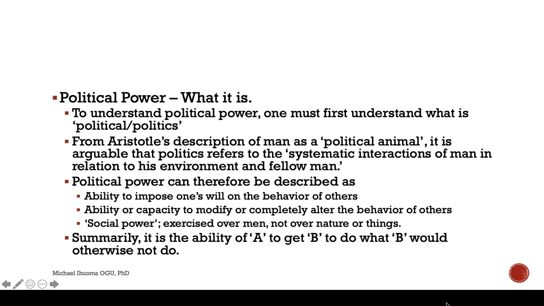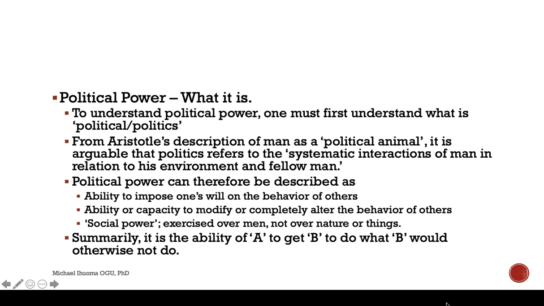Of course, Aristotle was the one who described man as a political animal, and he went further to say that this means that man is always involved in a systemic interaction, in relation to his environment and his fellow men. And one will wonder, why is this interaction systemic? It's systemic in the sense that in such interactions that man has with his fellow men or with the environment, man wants to, consciously or unconsciously, dominate that interaction.